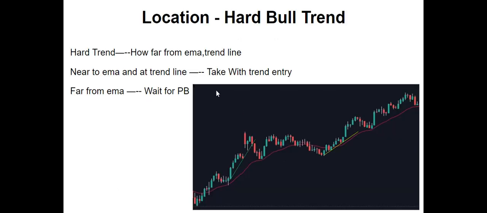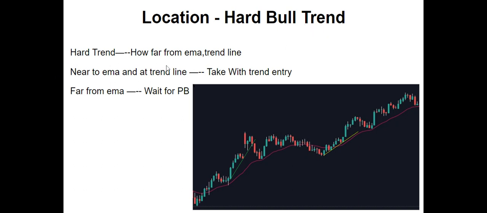Now, location. We had just discussed what is a context, and we found out that soft trends are difficult to trade, so they are not the right context. So we will see now the next item, location. But location should be seen with respect to the context. So let us look at location in the case of a hard bull trend.